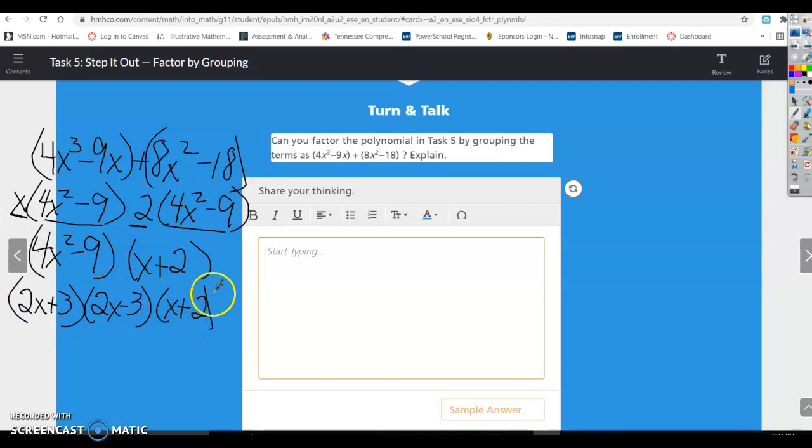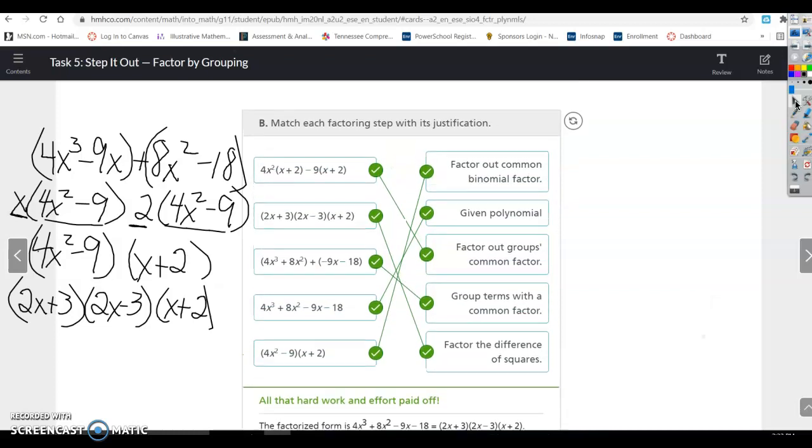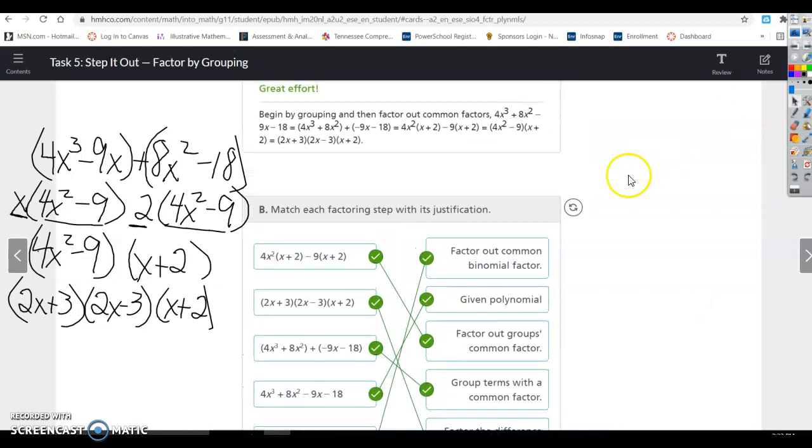So what we did was group different terms together, but if you look up here above, you're still going to get the same thing. So 2x plus 3, 2x minus 3, x plus 2. So even though they grouped the x cubed and the x squared together, which is usually what you're going to do if it's in standard form, this just shows you if you group it differently, you still can get the correct answer if you do all the steps correctly.